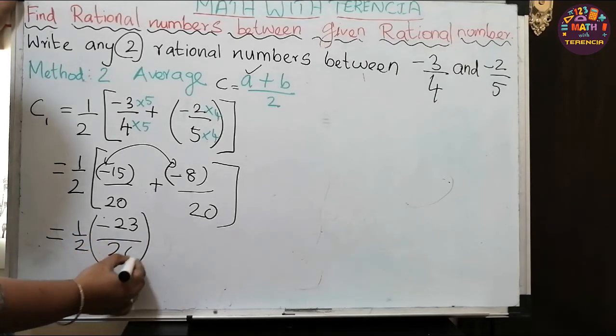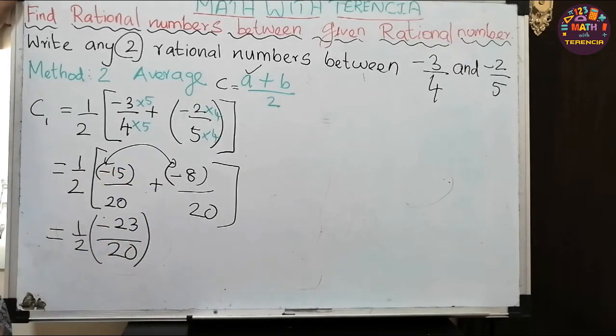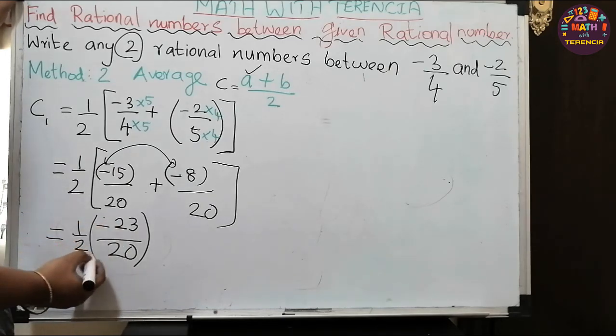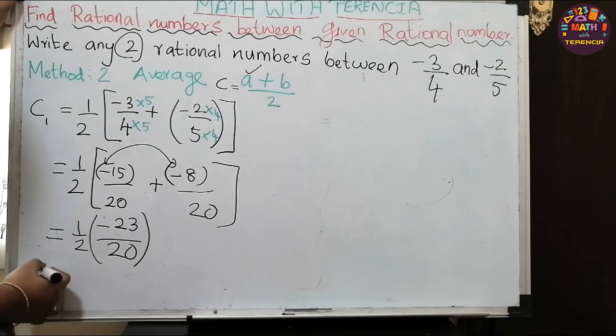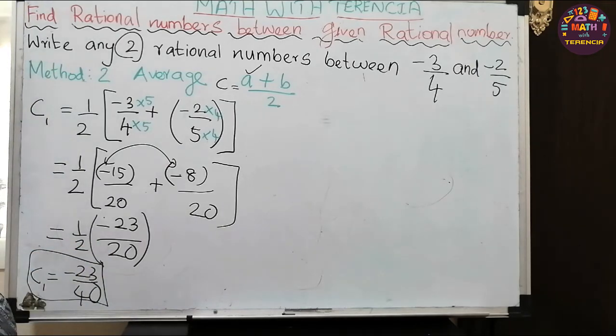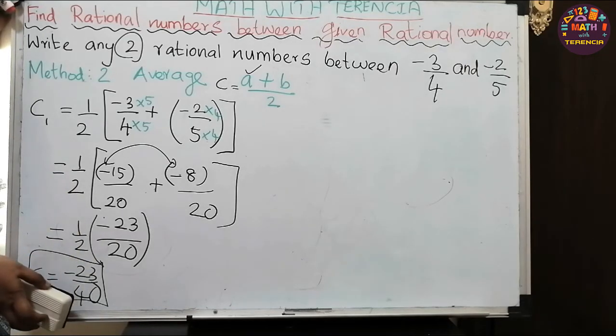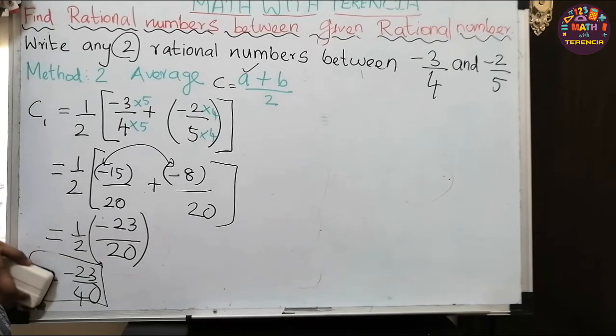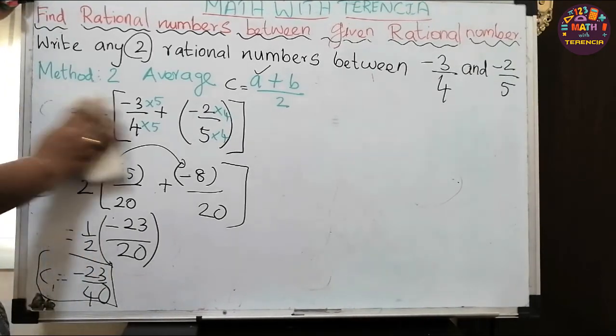If I add minus 15 and minus 8, it's minus 23 by 20. Now I can multiply these two. So C1 will be equal to minus 23 by 40. So this is one rational number that lies between minus 3 by 4 and minus 2 by 5. Same way you can find the other fraction also.